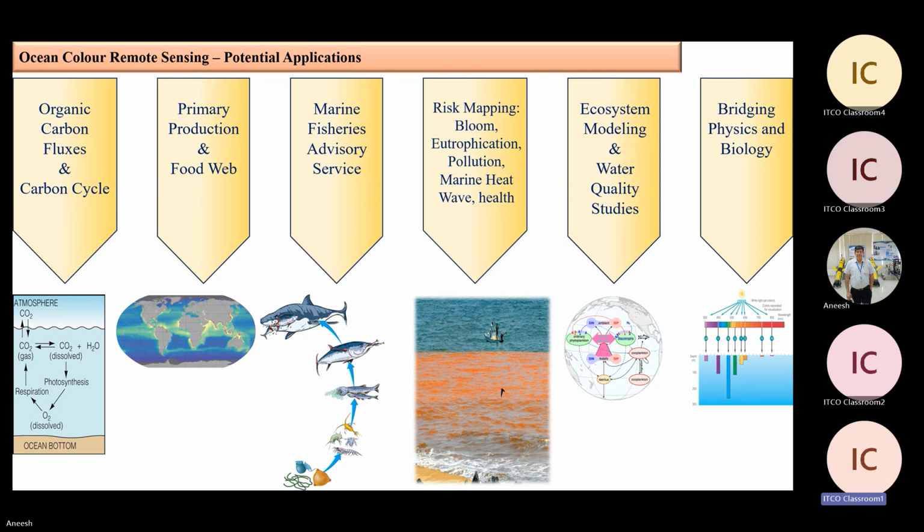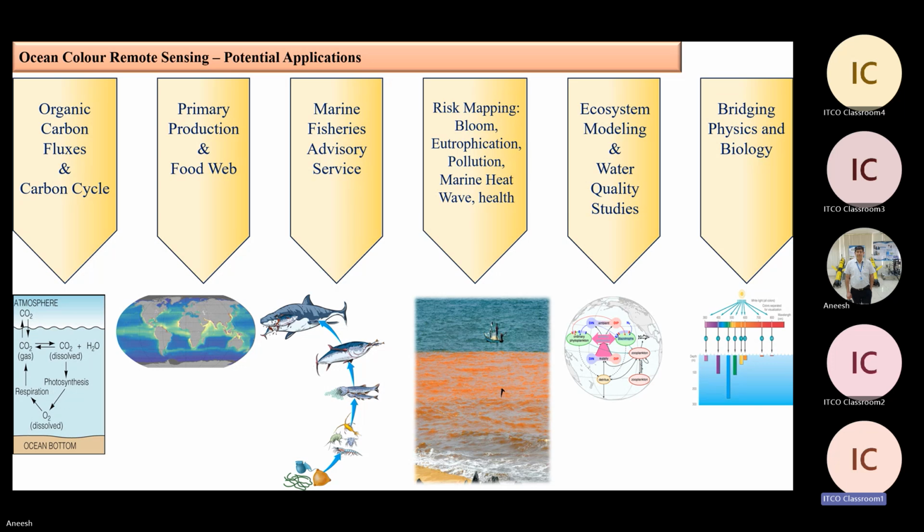Now, coming to ocean color remote sensing, there are a lot of things which can be done with it. I have just projected a few of those. Considering the time constraint, I'm going to focus only on the operational applications. You can use the data to understand the global carbon cycle, because the phytoplankton in the ocean are the primary producers and have the capability to take up carbon dioxide and give up oxygen.